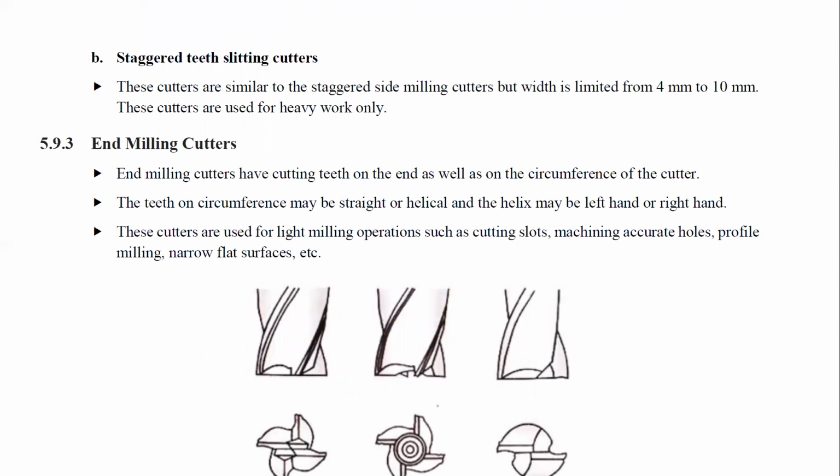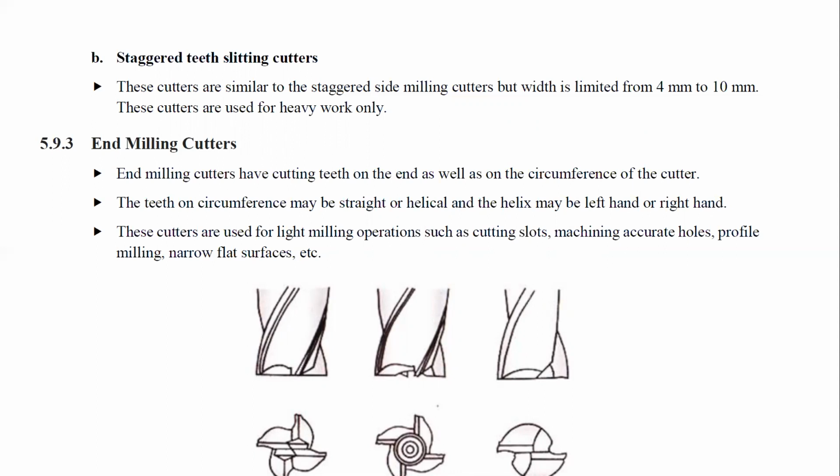Staggered teeth slitting cutter. These cutters are similar to staggered side milling cutters, but width is limited from 4 mm to 10 mm. These cutters are used for heavy work only. End milling cutters. End milling cutters have cutting teeth on the end as well as on the circumference of the cutter. Teeth on the circumference may be straight or helical, and the helix may be left hand or right hand.